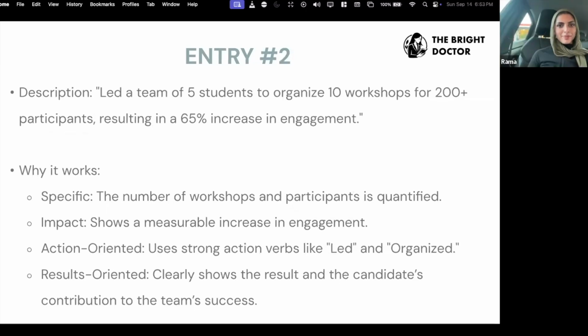So this is the updated description. Rama, you can take over and you can let us know what to do. That would be best. Okay, sure. Thanks, Joy, for the awesome description of why entry 1 wasn't perfect.